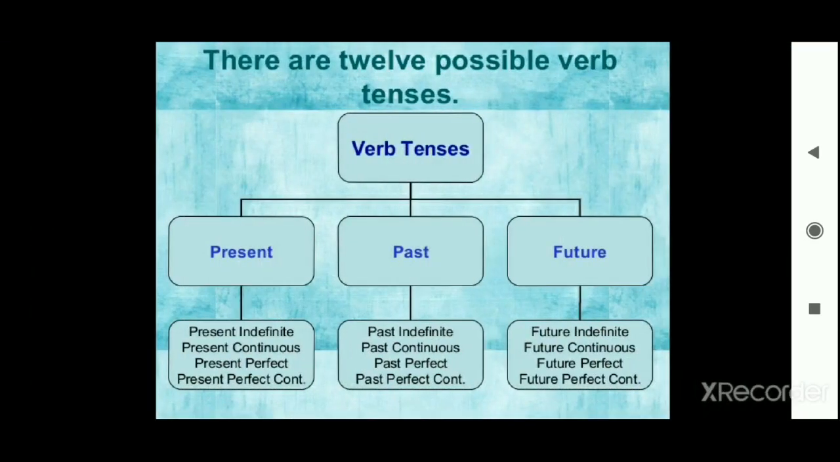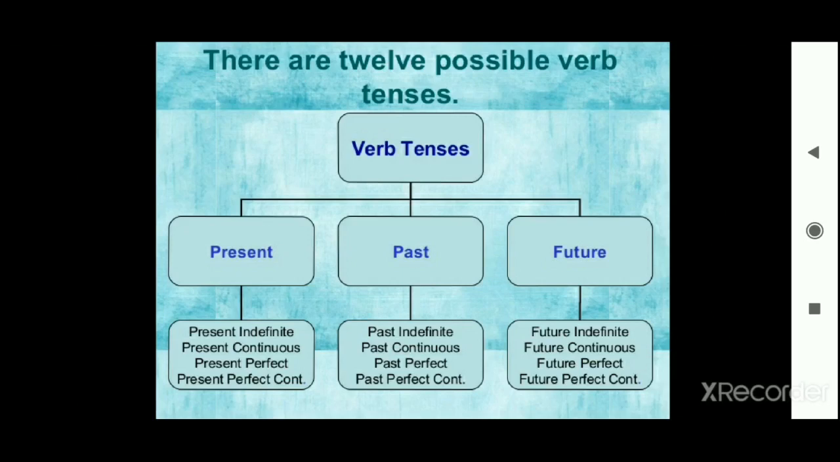Now, my dear students, in this slide, we will study the 12 possible verb tenses. There are 12 possible verb tenses. These are present, past and future. Each tense has four aspects, four forms.